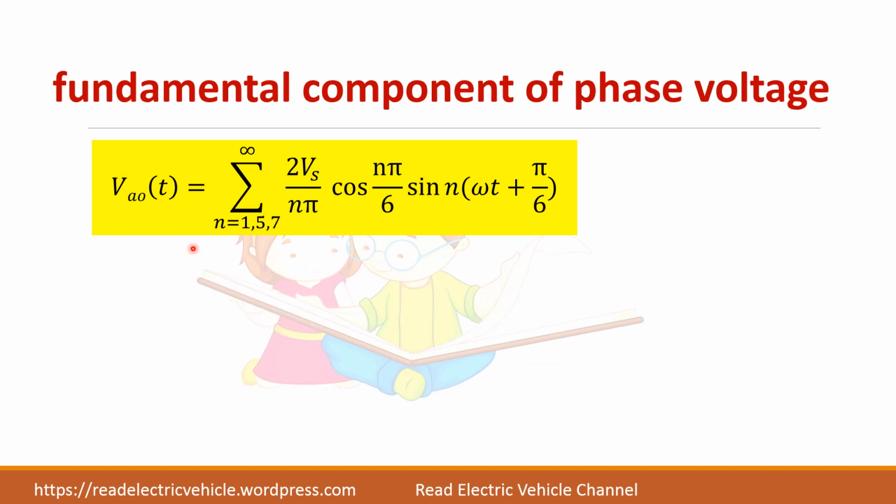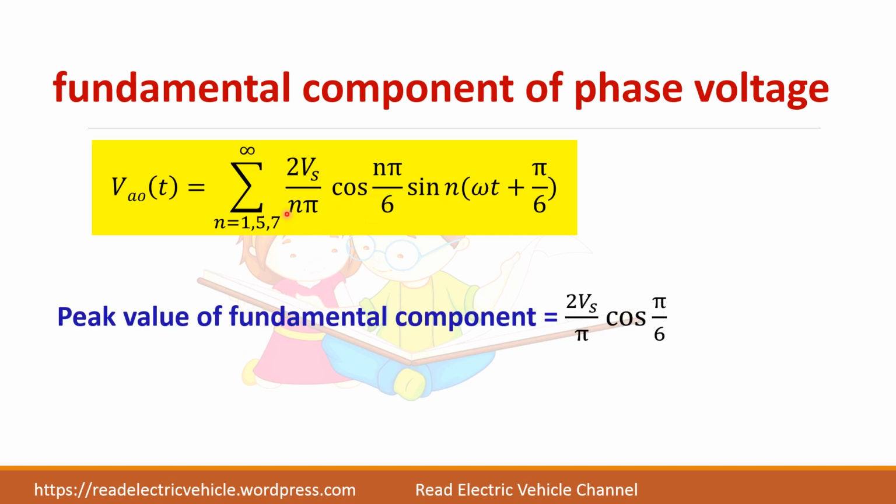Now let us find the fundamental component. So what is fundamental component? When n is equal to 1, you will get the fundamental component. So what is the peak value? So this thing is the peak value of the fundamental component. So 2Vs by pi into cos pi by 6.